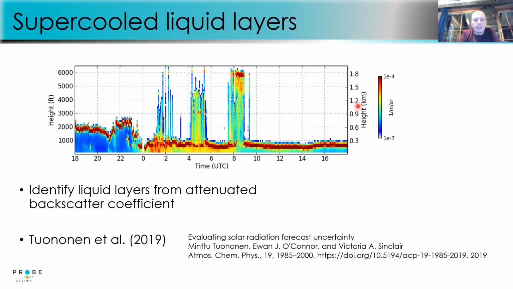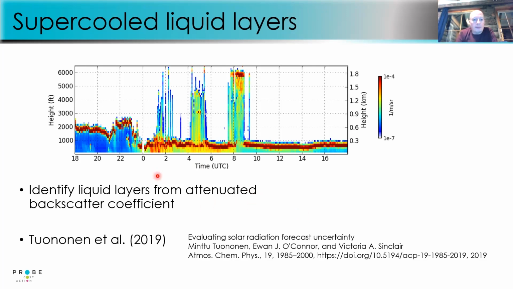The idea is we can identify the liquid layers here from the attenuated backscatter coefficient. For those of you who are used to it, it's rather obvious by eye, but you need an algorithm to detect that. But the idea is these red layers here, here, and here, for example, we can identify as cloud. And then if they're cold enough, then we know that they must be supercooled cloud.